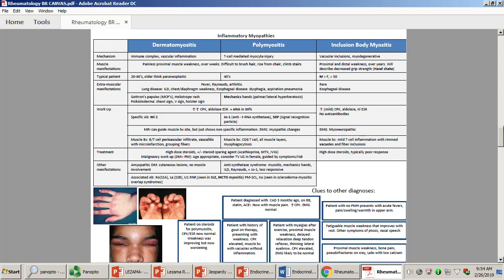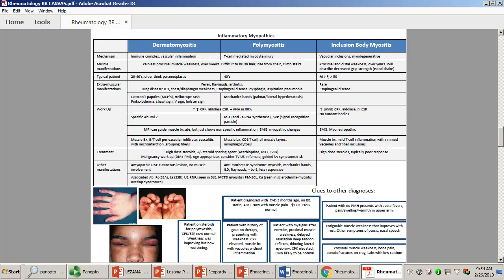Excellent. Good. Patient with a history of gout on therapy presents with weakness. The CPK is elevated. Muscle biopsy shows vacuoles without inflammation. So the gout here is the key, right? So they're telling you this is a patient with gout who is on therapy. So what gout therapy can cause a myopathy? Colchicine. Yeah, so this is a colchicine-induced myopathy.